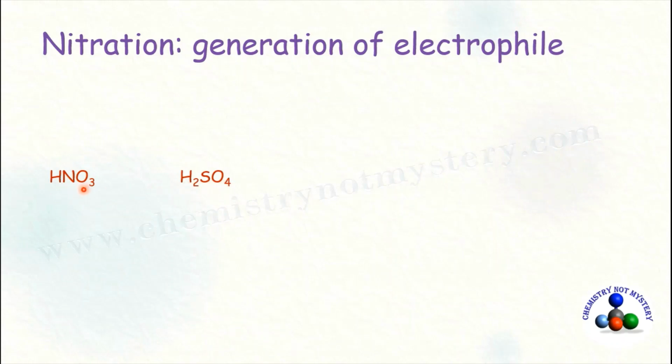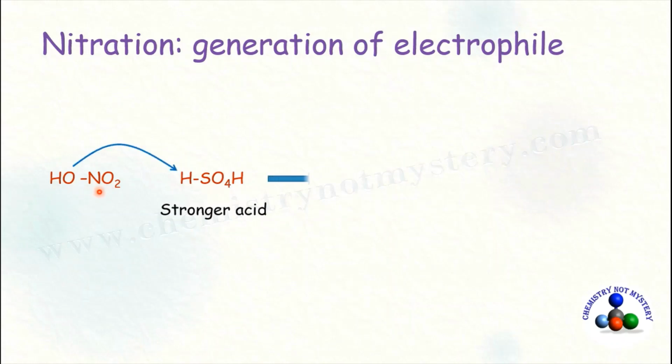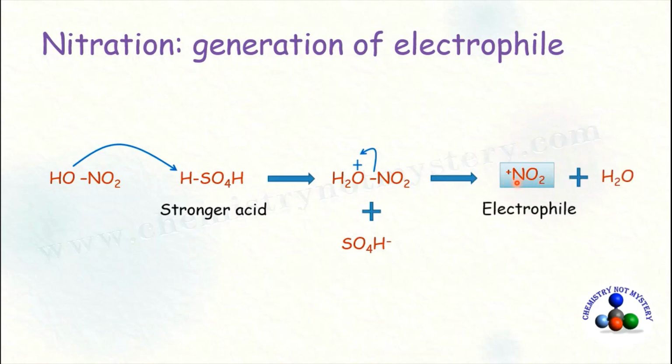So I can write HNO3 as HONO2 and H2SO4 can be written as HSO4H. When you compare the acidic strength of HNO3 and H2SO4, H2SO4 is a stronger acid. So it will donate H+ ion and nitric acid acts as a base. So it will accept H+ ion. After accepting H+ ion, it will form H2O positive NO2 ion and SO4H negative ion is formed. When it loses a water molecule, it results in the formation of NO2 positive ion, which serves as an electrophile.